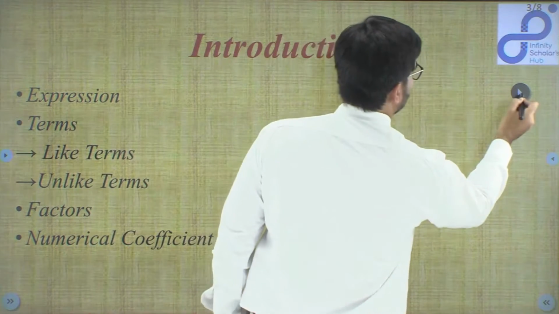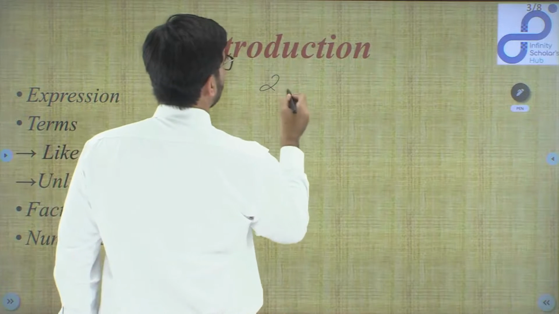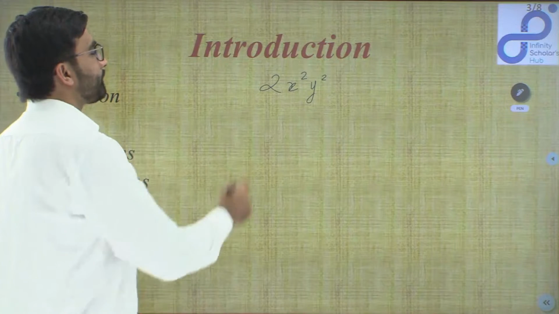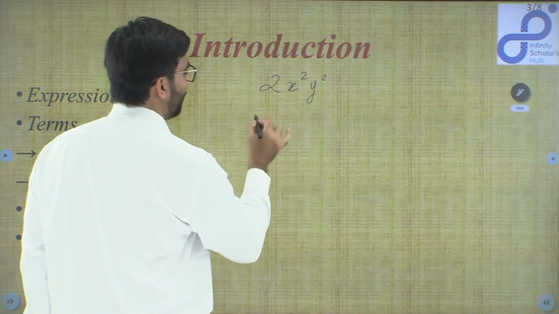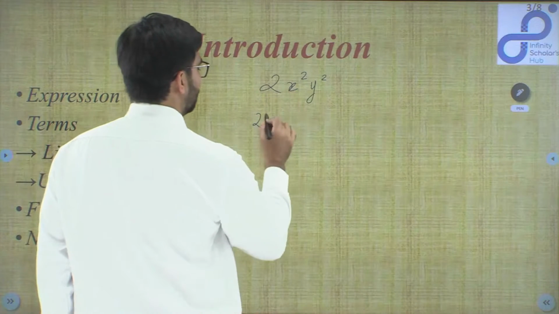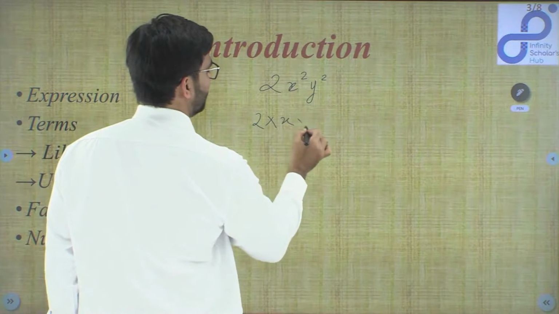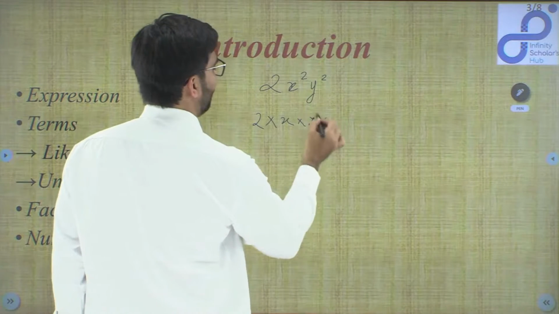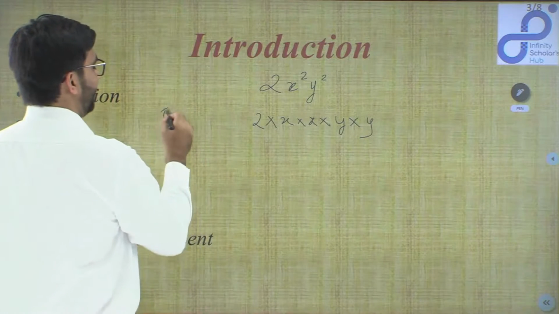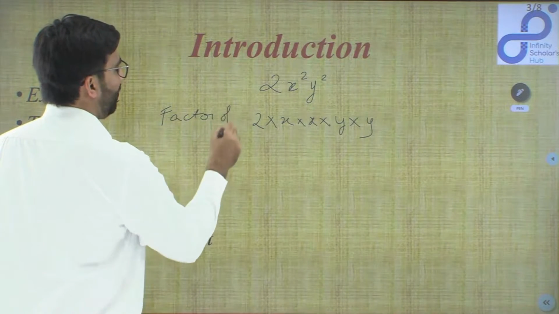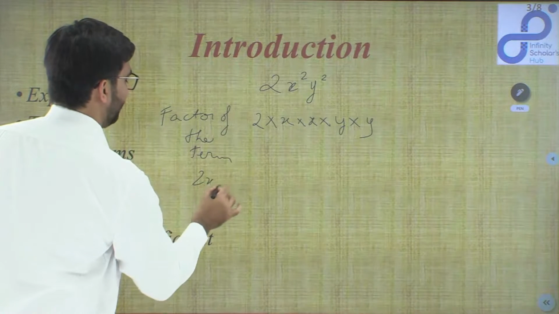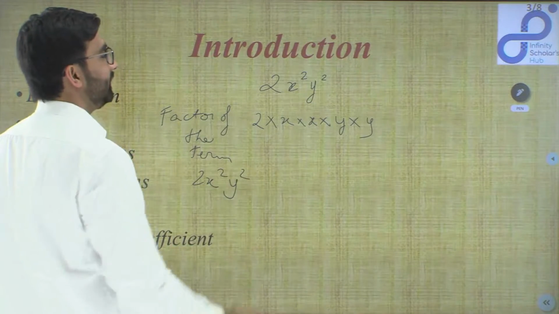For that, let's take a term. जैसे कि समझ लो मैंने ले लिया 2x squared y squared. See, ठीक है? Okay. So now the factors of 2x squared y squared will be what? देखो 2. ठीक है? 2 you can write as it is multiplied by x squared. x squared can be written as x multiplied by x, then multiplied by y squared. So y squared can be written as y multiplied by y. So these are the factors of the term 2x squared y squared. So these are the factors of this term.